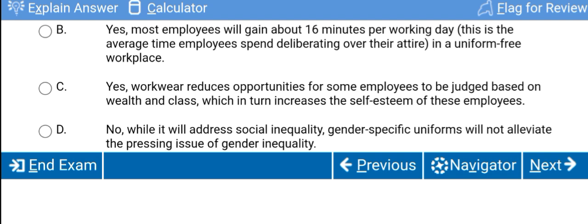Option D, no. While it addresses social inequality, gender-specific uniforms will not alleviate the pressing issue of gender inequality.